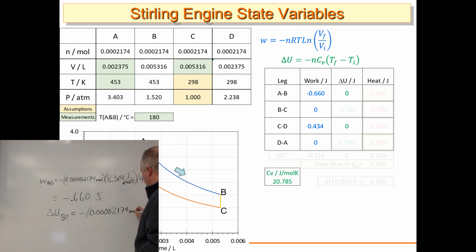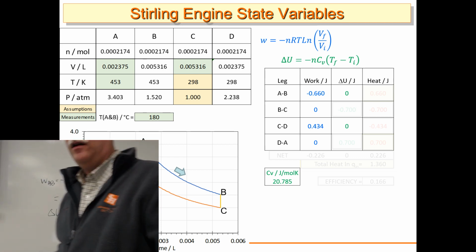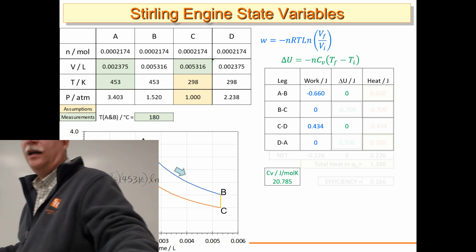0.00002174 moles. Oh, we've got to compute CV. Okay, so I've got a number there, but where did that number come from?